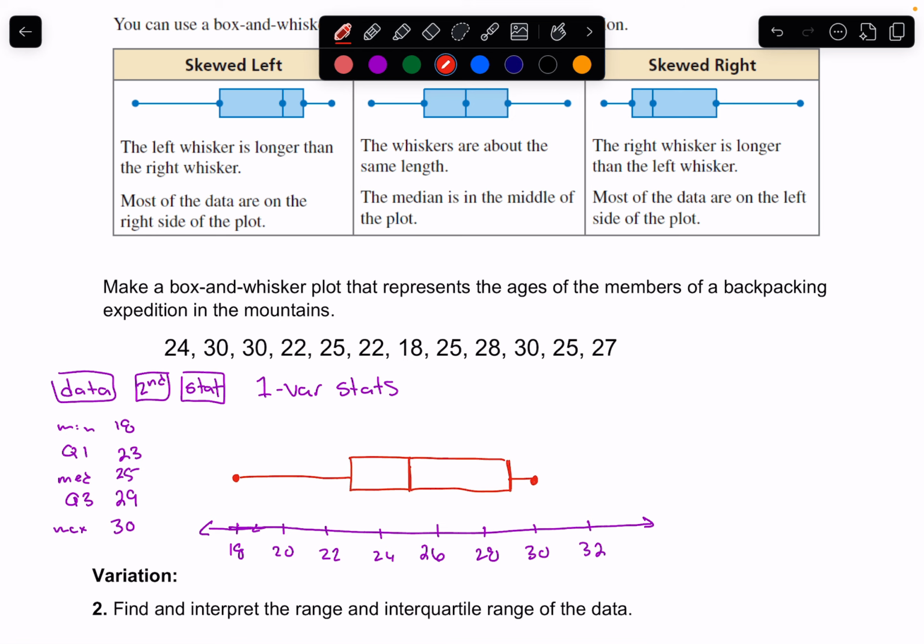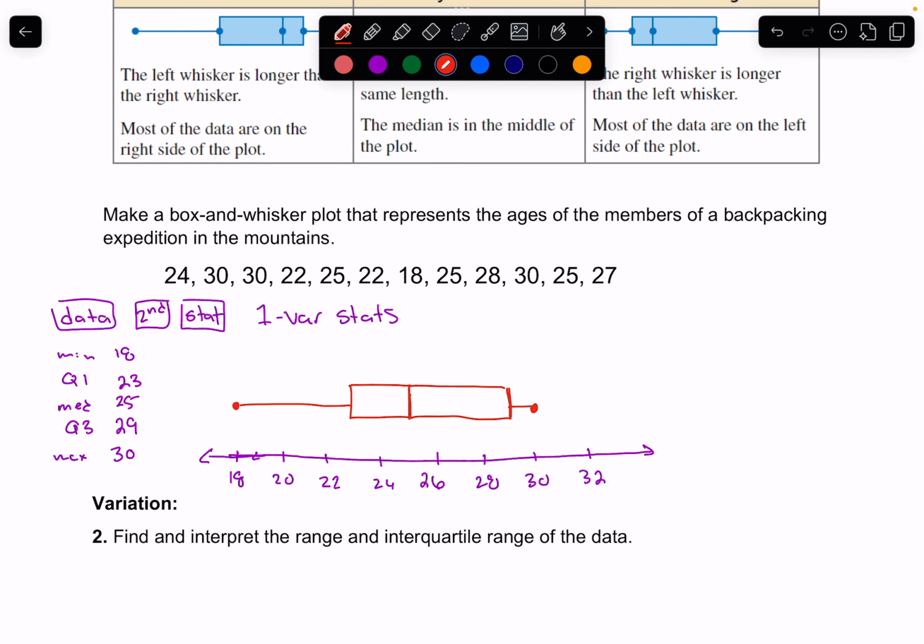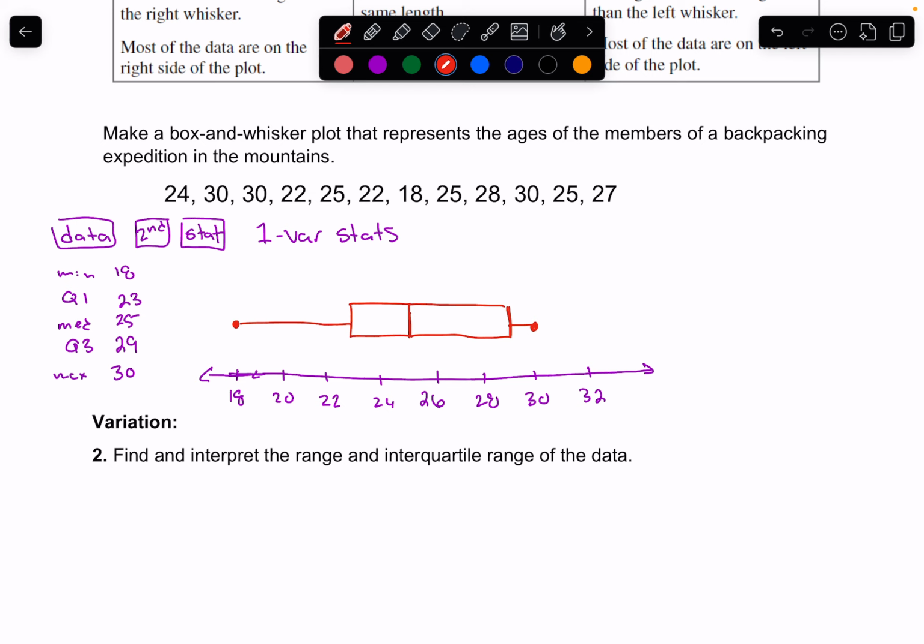So it makes it look more like a skewed left, not a symmetric batch of data, right? It's not all centered symmetrically. It's getting pulled to the left because of that 18. And when you look at the numbers, 18 is way low compared to everything else. All the other numbers are mid-20s. There is a 22. There's two 22s. But everything else is pretty far from 18. So it makes sense that that 18 would pull the whisker way far to the left and it wouldn't be symmetrical. So the questions it asks, find and interpret the range and the interquartile range.